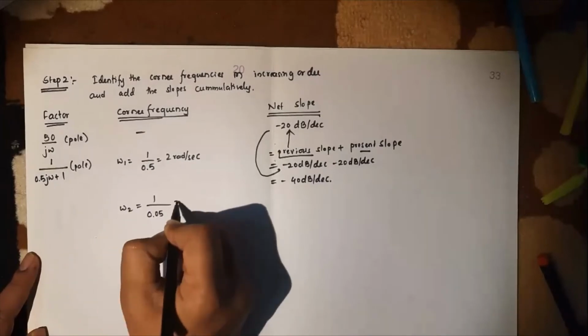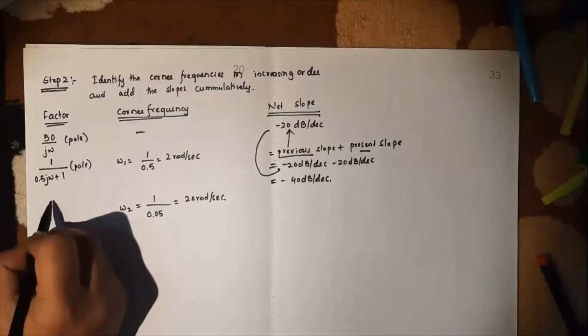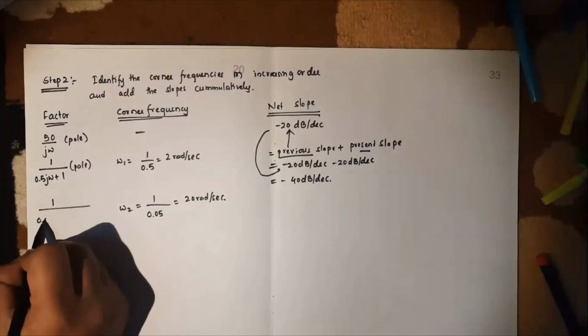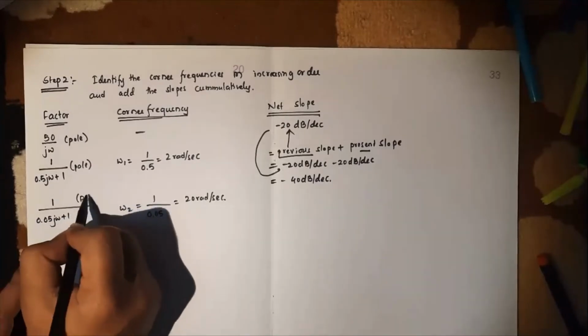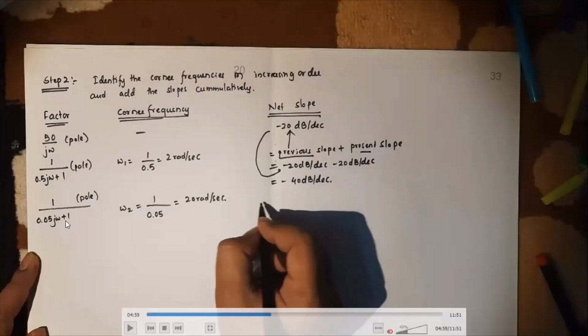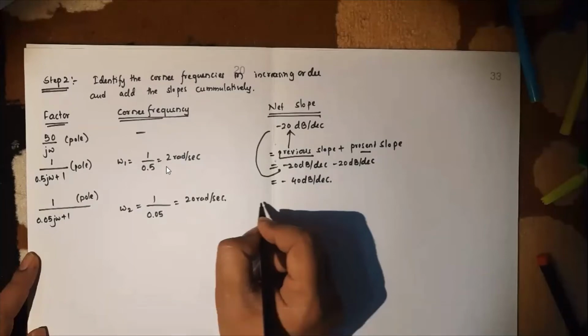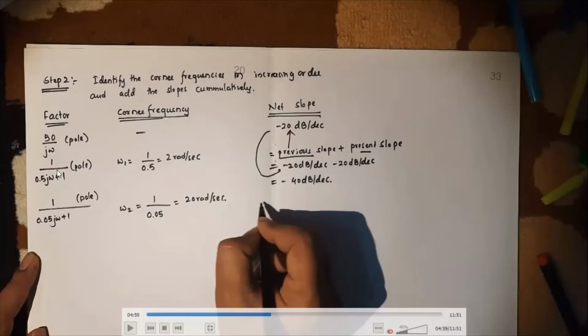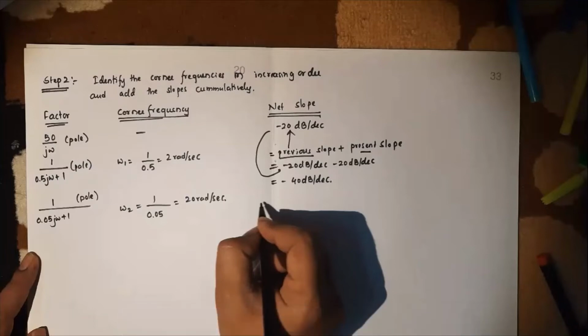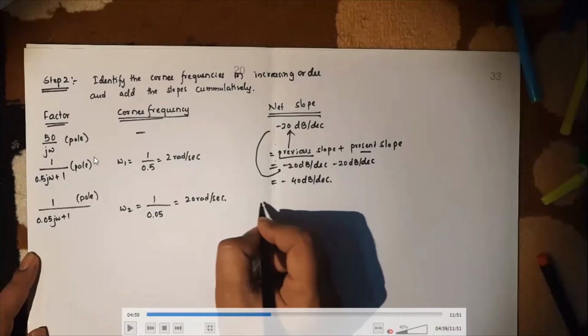And for the third factor I am choosing omega 2 as 1 divided by 0.05, which is equal to 20 radians per second, and it comes from the third factor in the denominator, which is also a pole. So you can now guess what is meant by increasing order. To make the table like this, you have to identify the factors carefully, just by calculating roughly which one has the lowest corner frequency. That should be chosen first. Then the next highest. So 2 is the lowest, and I have chosen this factor. Then 20 is the next highest, so I have chosen this factor.